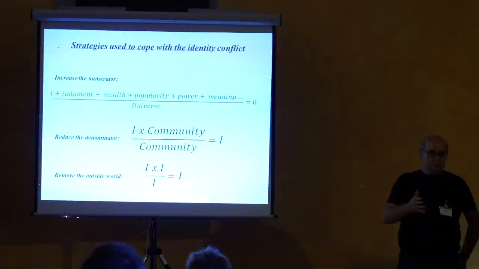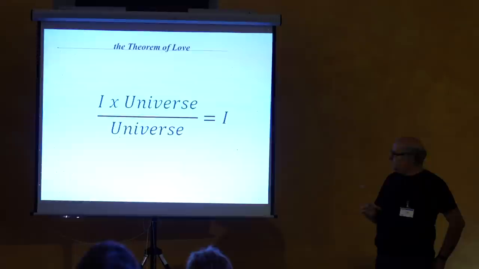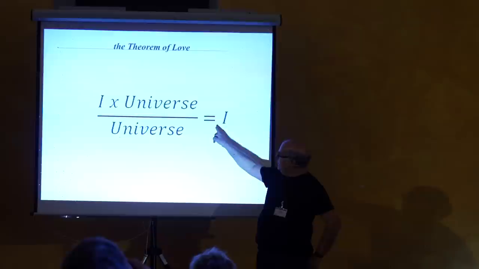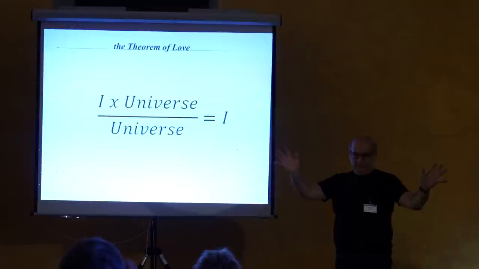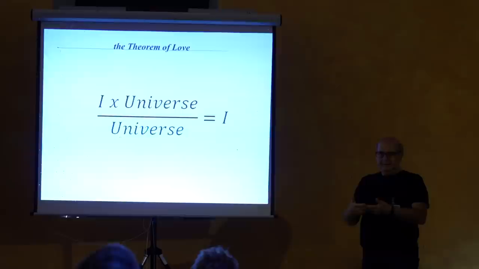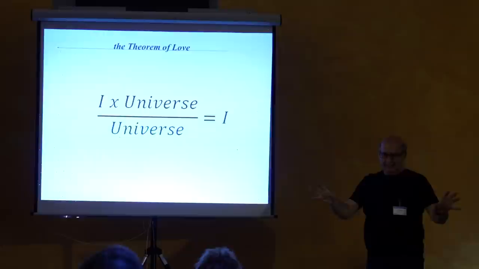What the syntropy model says is that we should unite ourselves to the universe, and only in this case, I become equal to I. But this means that the universe is entropy, the diverging part, whereas I is syntropy, the converging part. Only when we're able to combine together and unite these two apparently opposite sides of reality, we discover the meaning of our life.